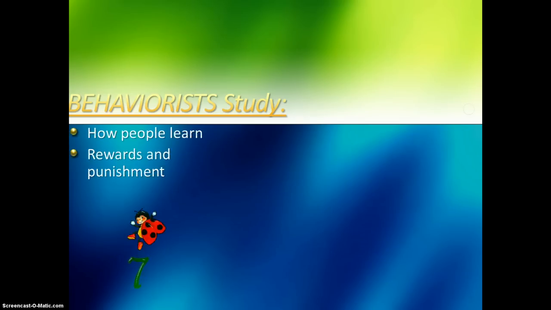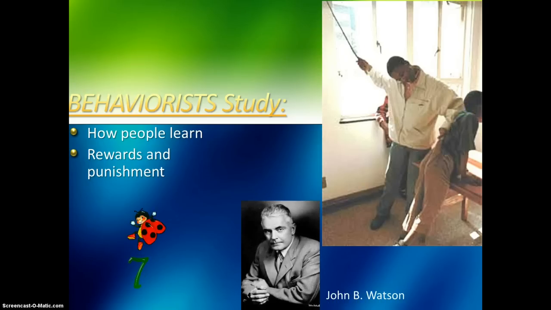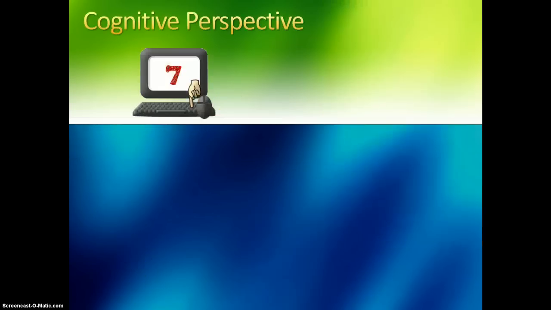Continuing with behaviorists, they also care about how people learn, and we talk a lot about that in here, and they talk about rewards and punishments. Oh my God, that looks so scary. And so the guy for this is John Watson. And remember, before we talked about Freud for the psychoanalytic. For behaviorists, our guy is John Watson. And again, we'll keep talking about him too.